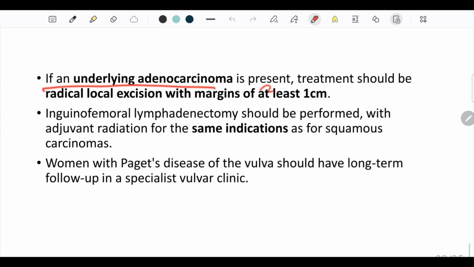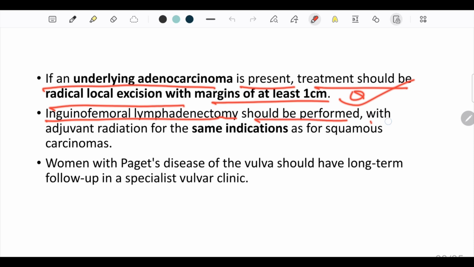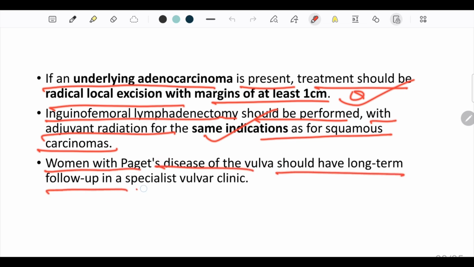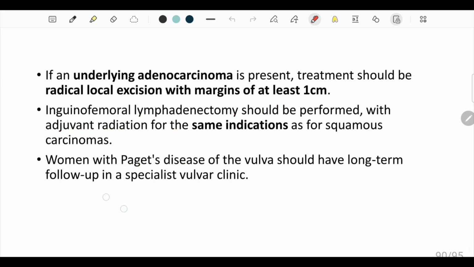If an underlying adenocarcinoma is present, treatment should be radical local excision with margin of at least 1 cm. Inguinofemoral lymphadenectomy should be performed with adjuvant radiation for the same indication as per squamous carcinomas. Women with Paget's disease of vulva should have long-term follow-up in a specialist vulvar clinic.